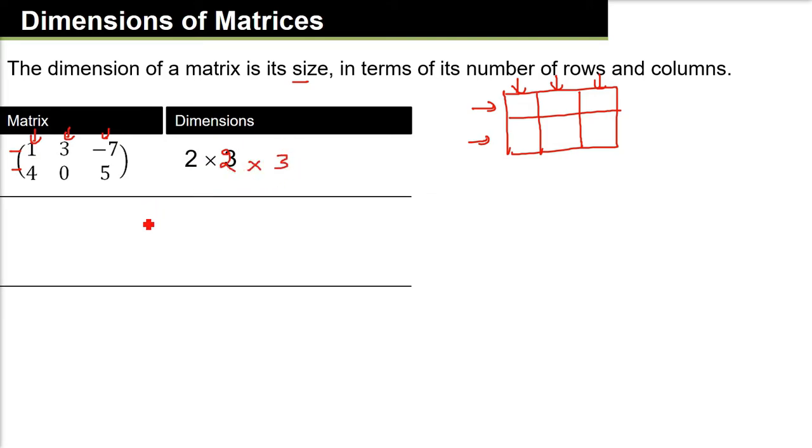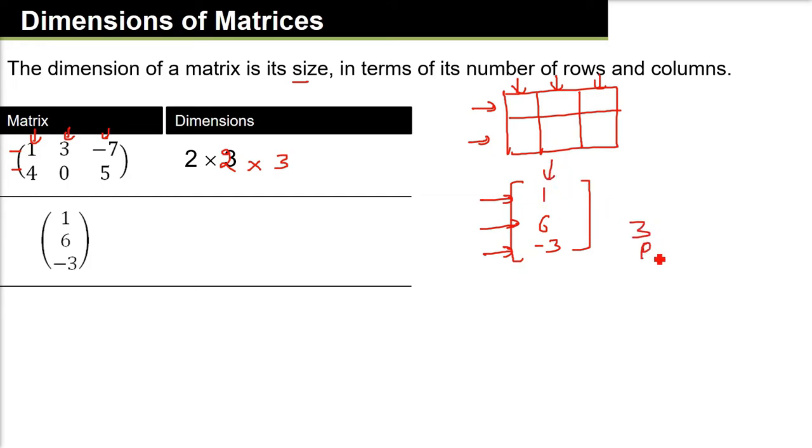2 cross 3, it is not 2 into 3. 2 into 3 is 6, which just tells you 6 elements are there. Now you can have a matrix like this where you have values only in one column. This is called a column matrix. How many rows are there? 3 rows. But how many columns are there? Always we write number of rows into number of columns. So we have 3 rows, but the column is 1. So 3 cross 1 is the dimension of the matrix.